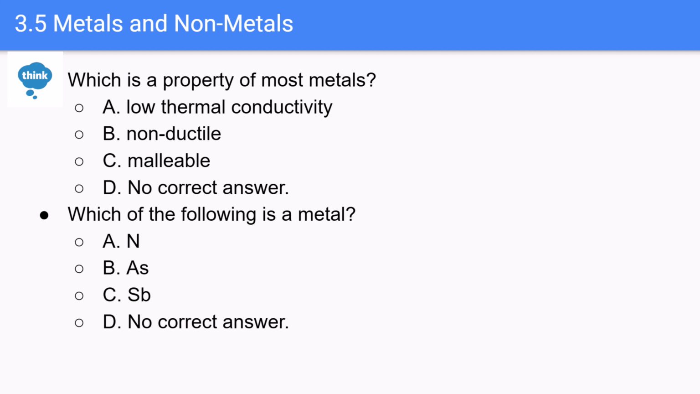So which of the following is a property of most metals? Most metals are going to be malleable. That means that they have the ability to bend and mold, and you can take them and put them into a variety of different shapes. Which of the following is a metal? We're looking for something to the left-hand side of the stair step on the periodic table. Again, that is going to be C.